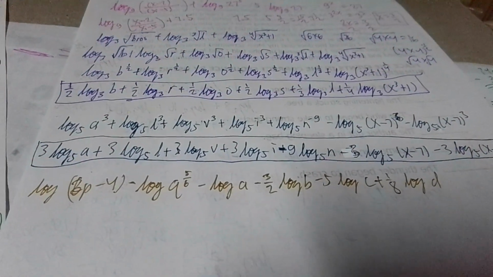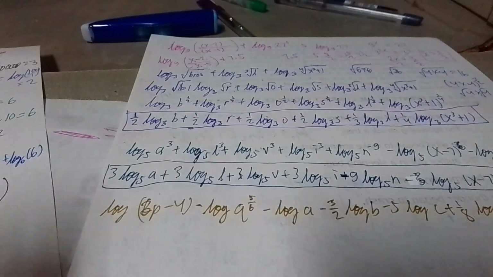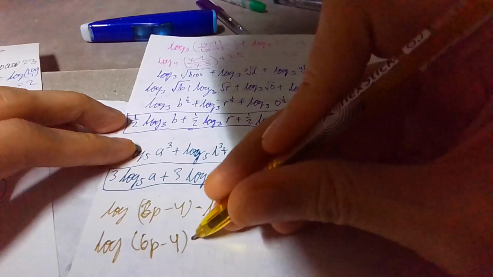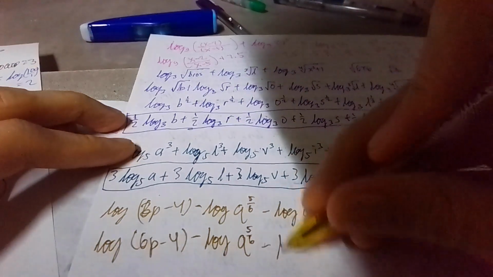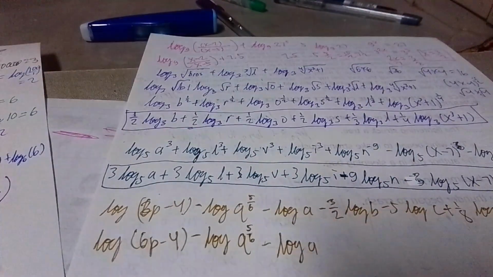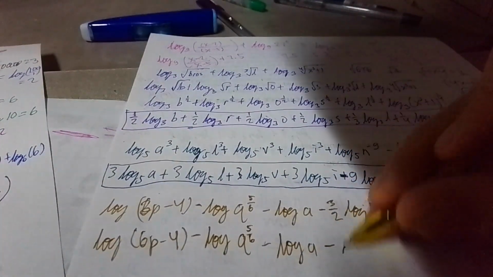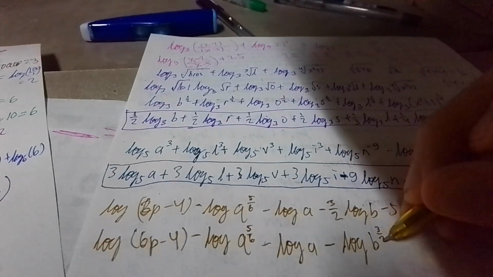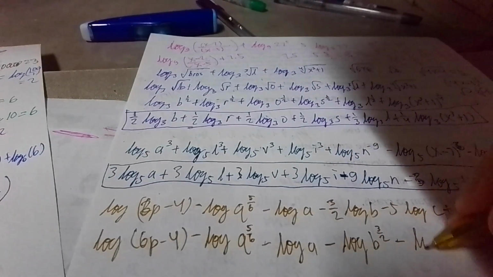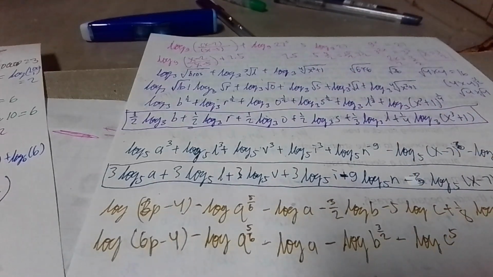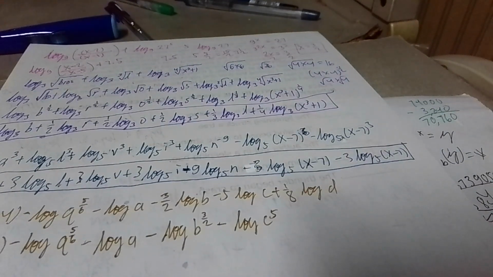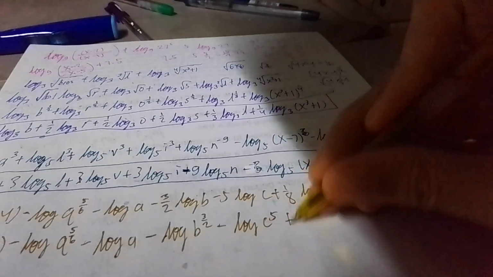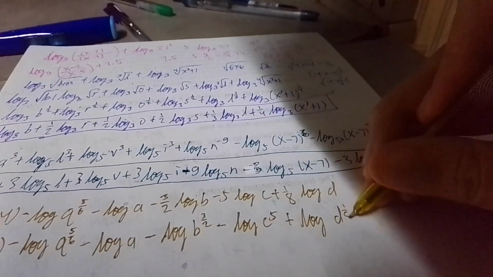Now, we can simply bring all the fractions up. So we're writing it this way. 6p minus 4. And then, do you remember log of q? That becomes q raised to the 5/6 power. Copy everything. Do you remember this is 3/2 log of b? So minus log of b raised to the 3/2 power. And then this becomes log of c raised to the 5th power. And then plus log of d being raised to the 1/8 power.